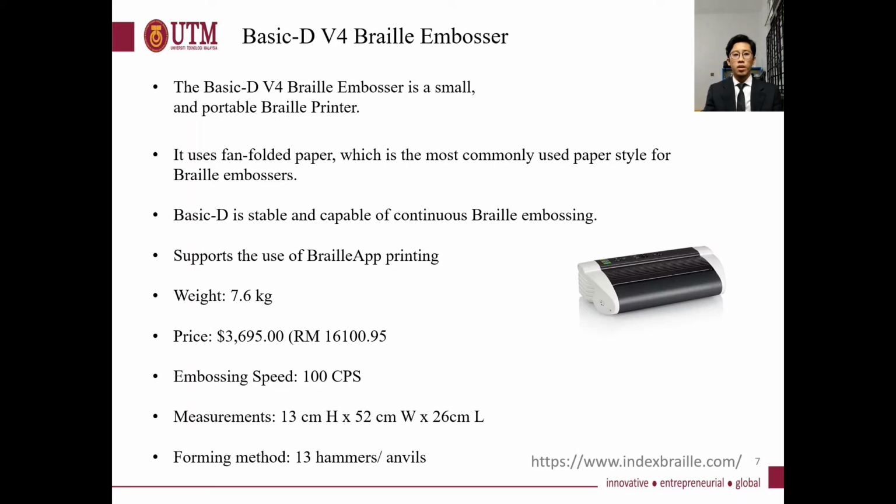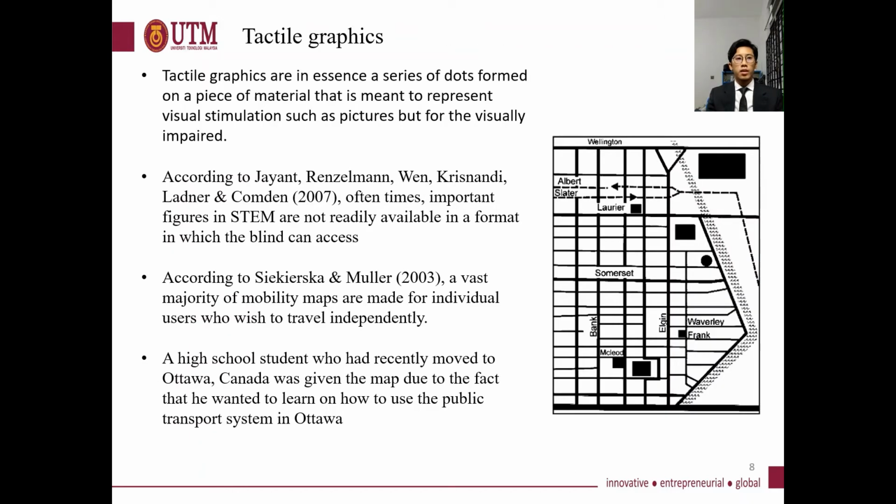The measurements are 13 centimeters height, times 52 centimeters width, times 26 centimeters length. The forming method uses 13 hammers or anvils. Tactile graphics are in essence a series of dots formed on a piece of material that is meant to represent visual stimulation, such as pictures, but for the visually impaired.